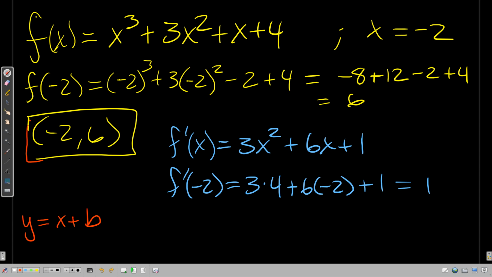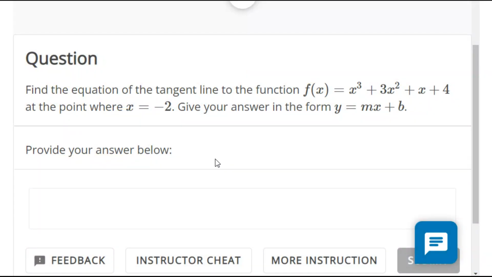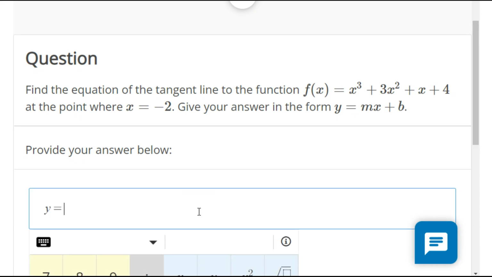This point has the form x comma y. So this would have to be 6 equals 1 times minus 2 plus b. Evidently then, b is just 8. So our line is y equals x plus 8. That is in mx plus b form. Let's type it in. y equals x plus 8.